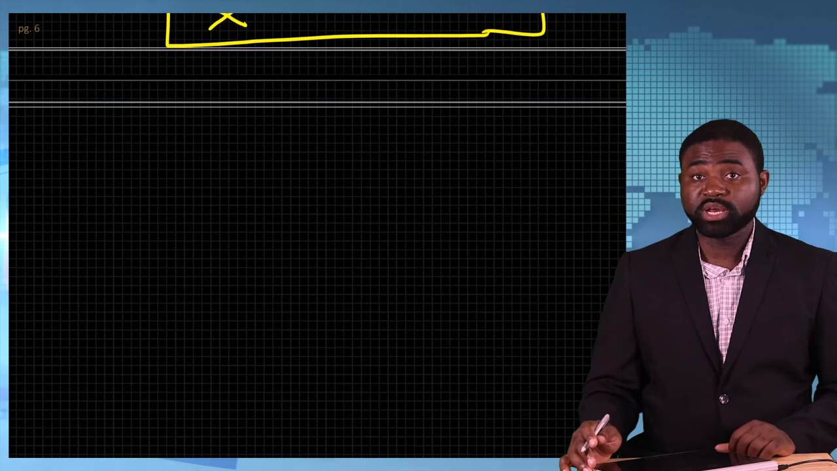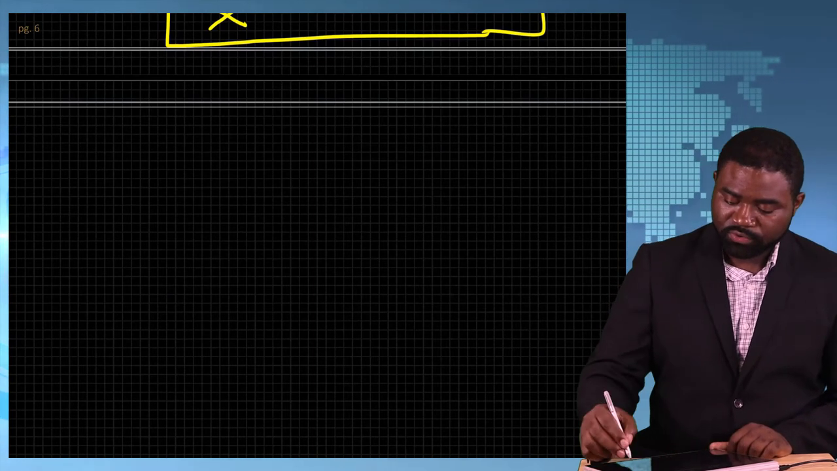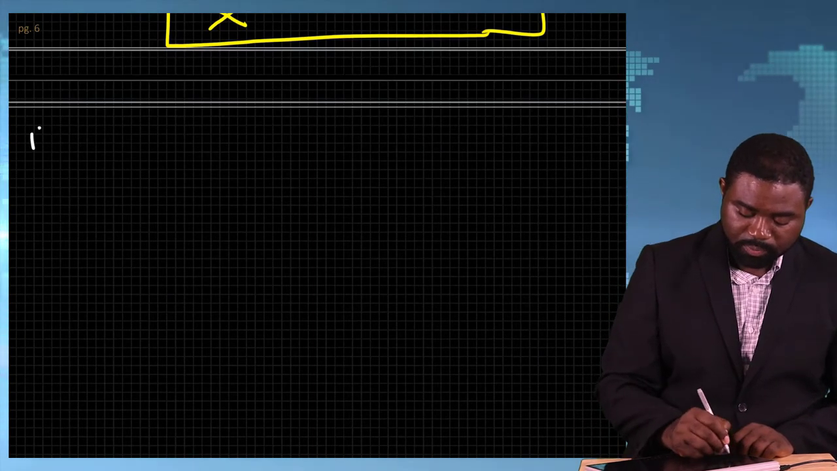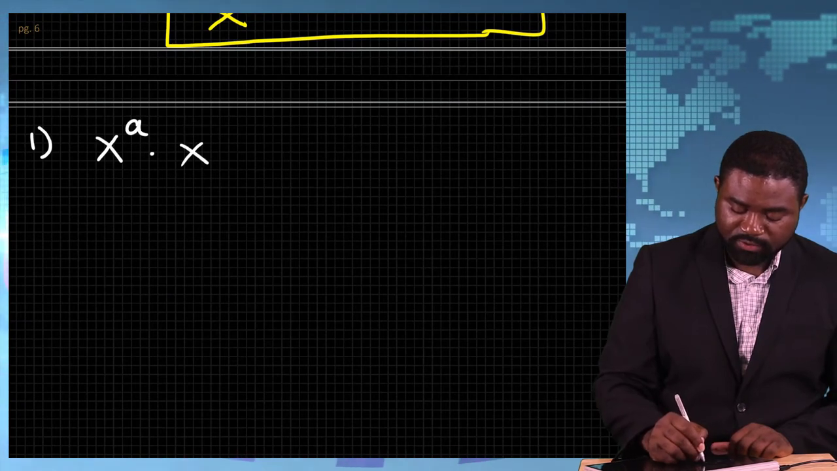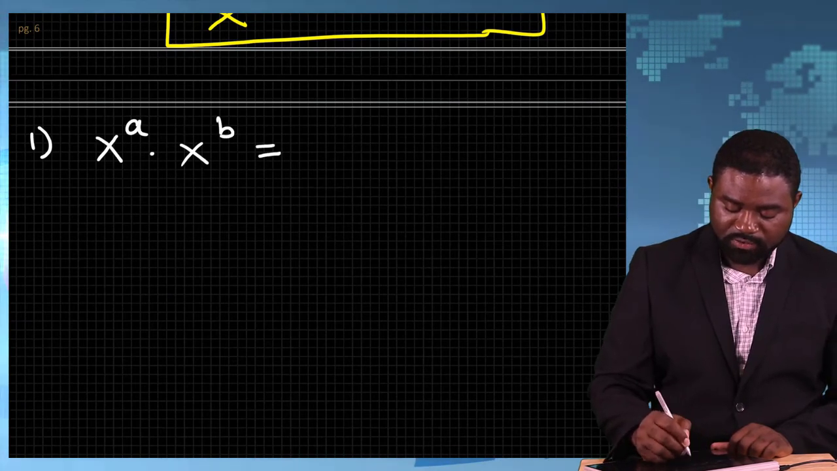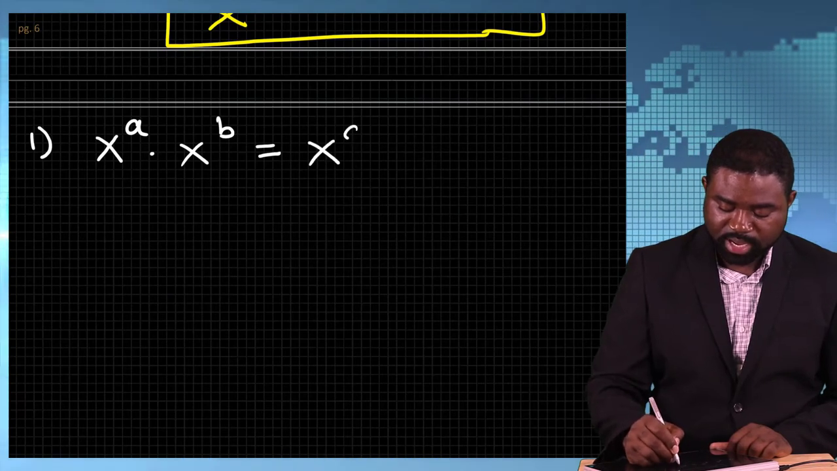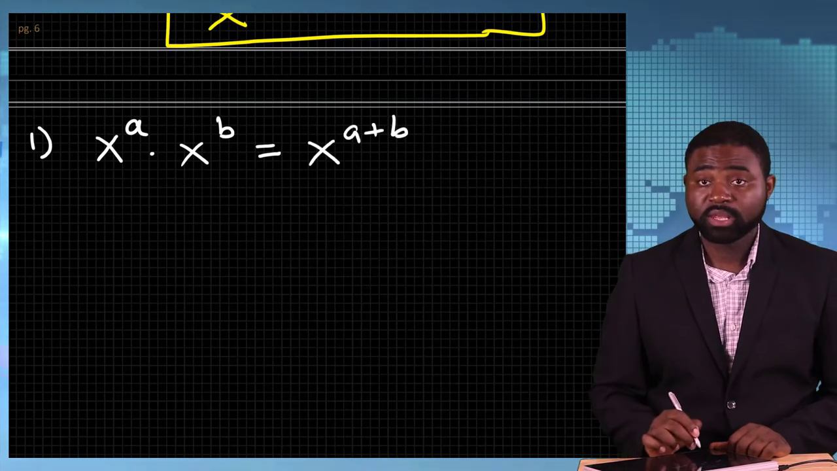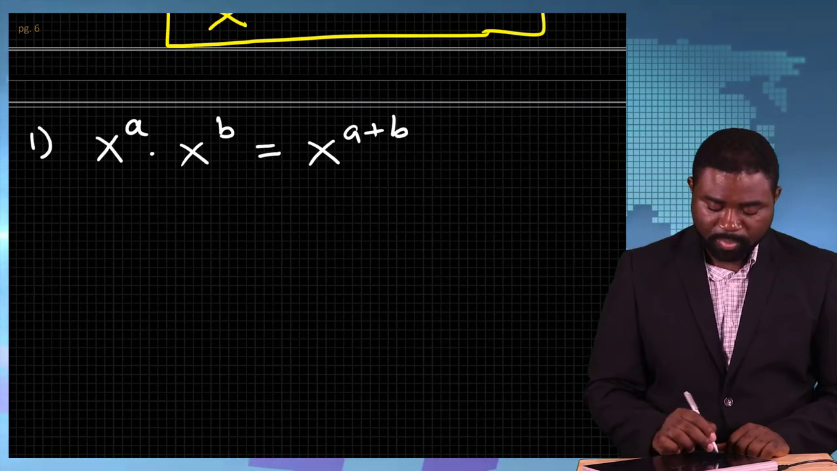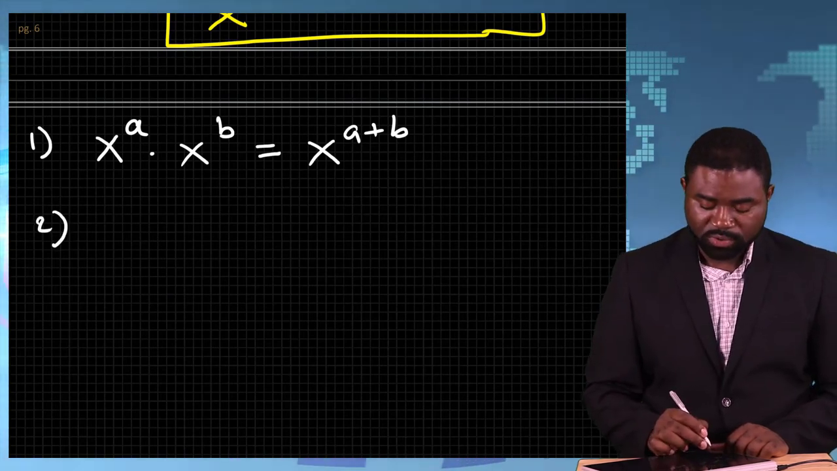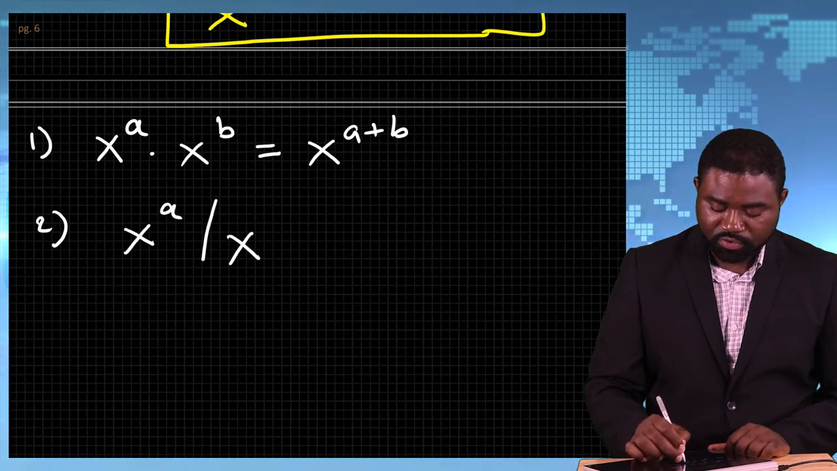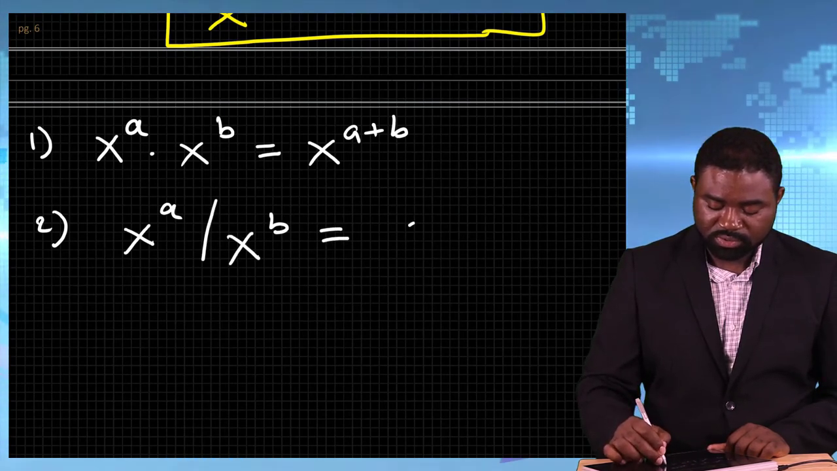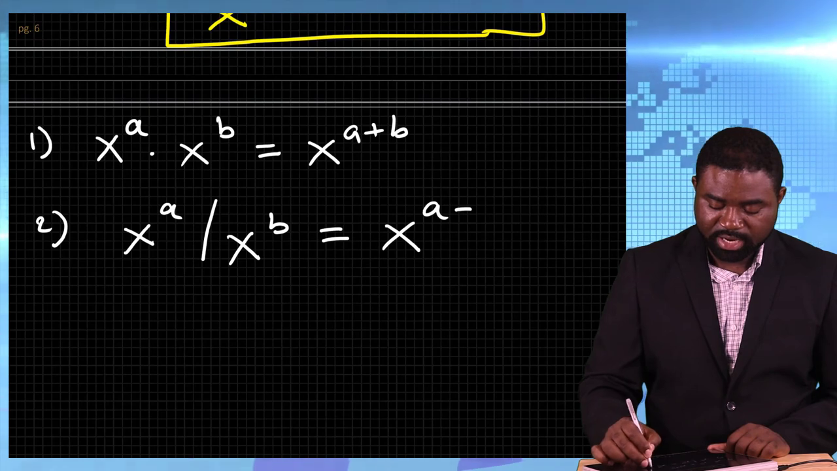So far we have seen two power laws. One, x raised to the power a multiplied by x raised to the power b is equal to x raised to the power a plus b. Similarly, the second power law is x raised to the power a divided by x raised to the power b. This is equal to x raised to the power a minus b.